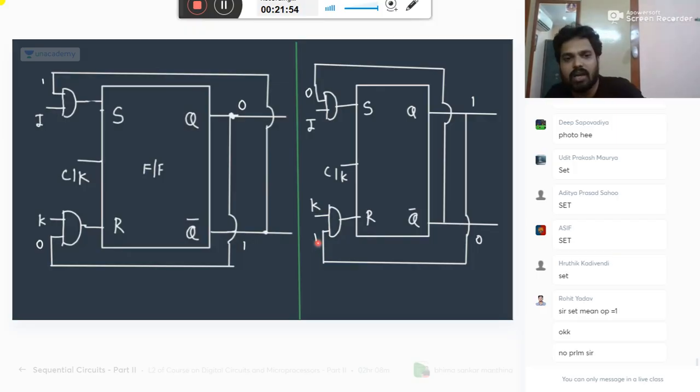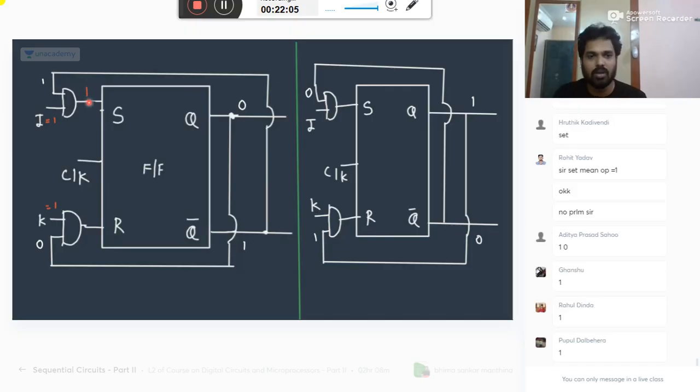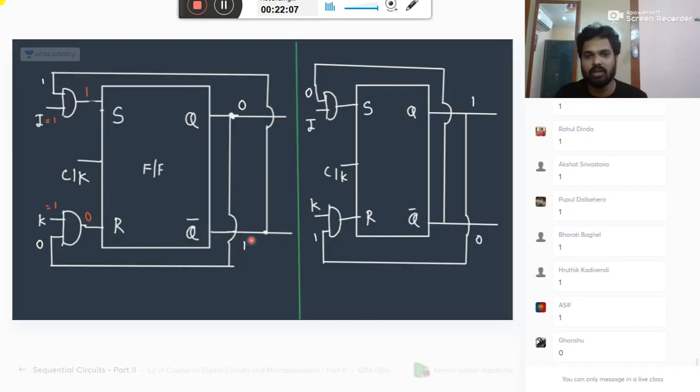Now what I am doing is I am applying J equal to 1, K equal to 1. You tell me 1 into 1 how much? 1 into 0, 0. Similarly, here also you apply J equal to 1, K equal to 1. 1 into 0 is 0, 1 into 1 is 1. So now you apply 1, 0. 1, 0 is applied, you get 1, 0. So 0 will become 1, 1 will become 0. If you apply 0, 1 to the SR flip-flop, you will get 0.